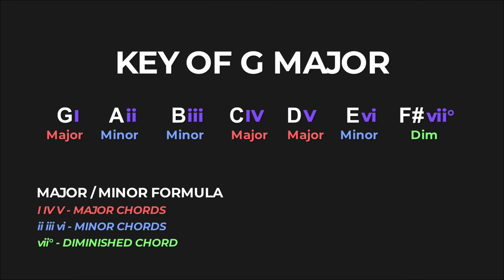We can do the same for G major. Just look for that 6th note. In this case, it's E minor, meaning the keys of G major and E minor are relative and share all the same notes and chords. And this works the same for all 12 keys. It's that simple.